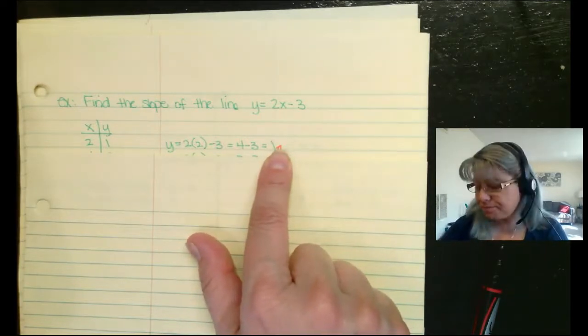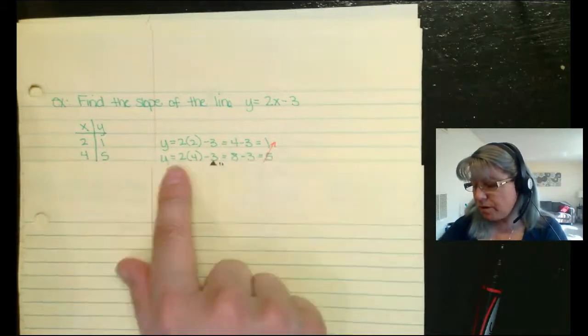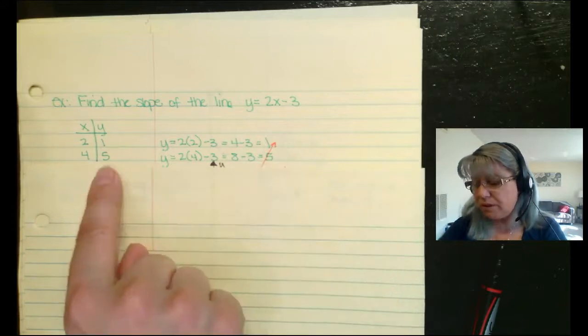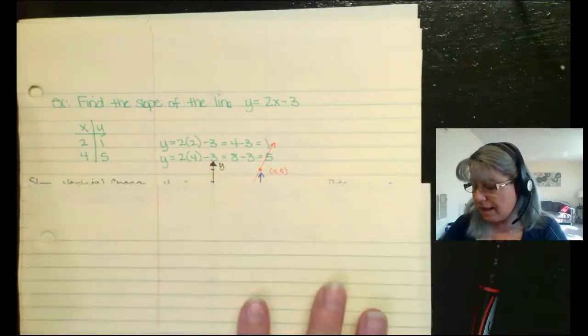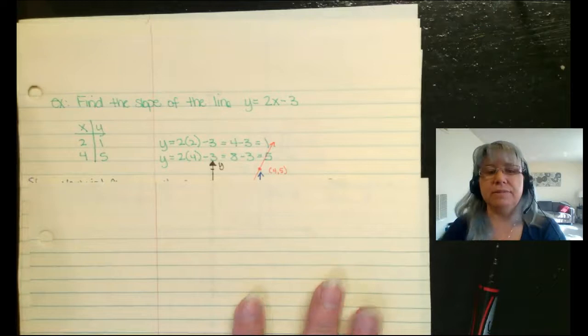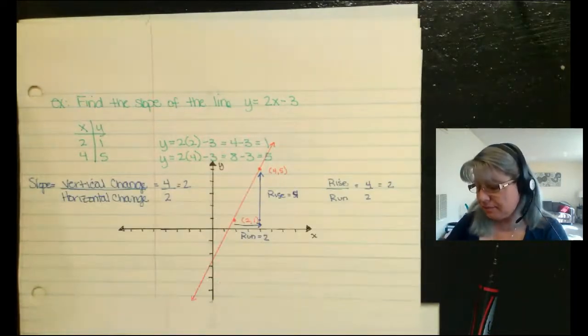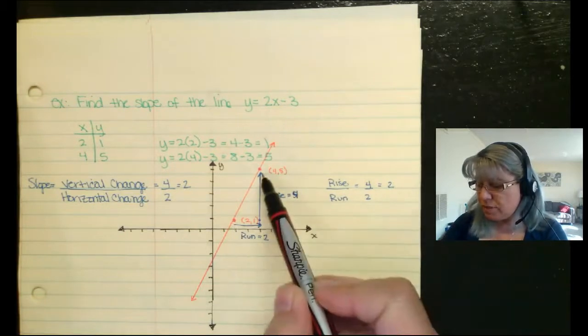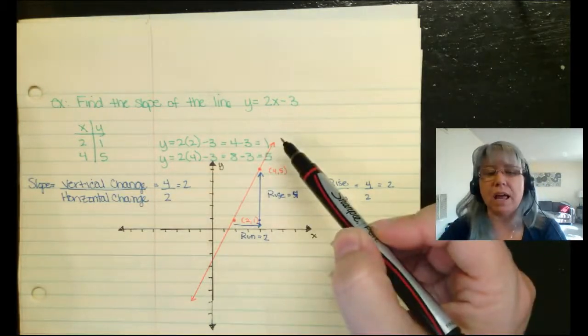2 comma 1. Let's plug in 4. 2 times 4 is 8. 8 minus 3 is 5, so y will be 5. If I plot this line, here's my 2, 1, here's my 4, 5, and I've drawn my line.